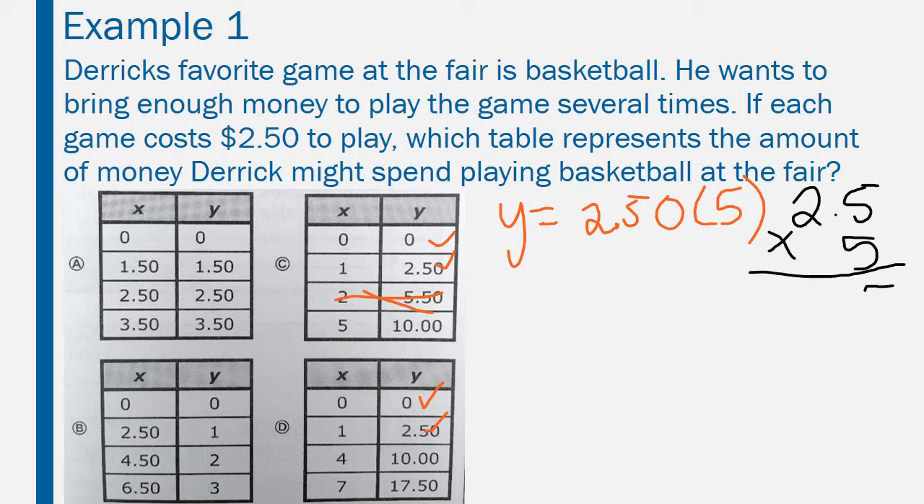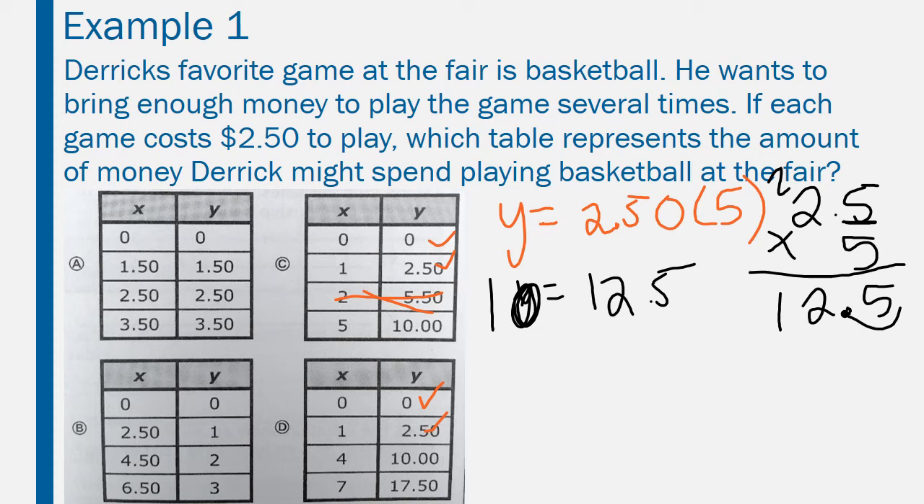5 times 5 is 25. 5 times 2 is 10 plus 2, 12. One place value after the decimal, so I'm going to have one place value after the decimal here. So my answer would be 10 equals 12.5. Is that true, guys? No. So C is not the correct answer.